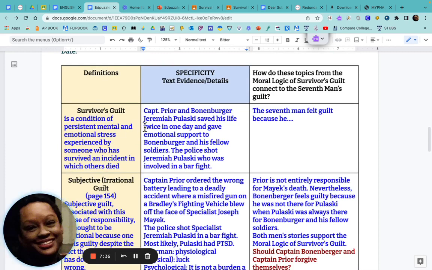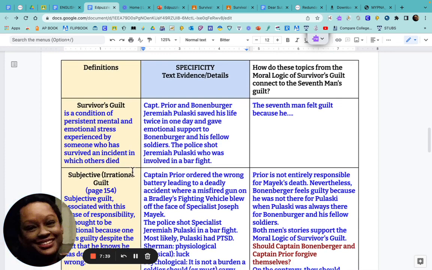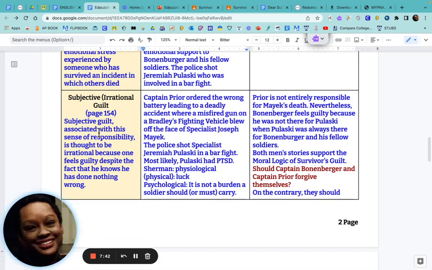Okay, so let's look at the first example here of subjective guilt. All right, so I wrote the definition of what subjective guilt is. It is associated with this sense of responsibility, is thought to be irrational because one feels guilty despite the fact that he knows he hasn't done anything wrong. And what I did here was I spoke about Captain Pryor and I spoke about Captain Bonneberger as well. And I talked about the physiological and psychological guilt that each man has here, or I wrote notes on it.